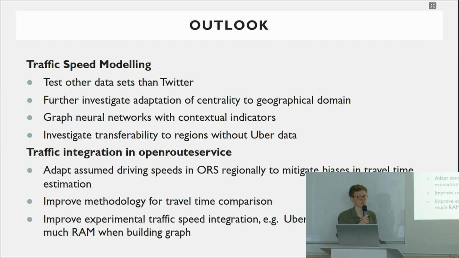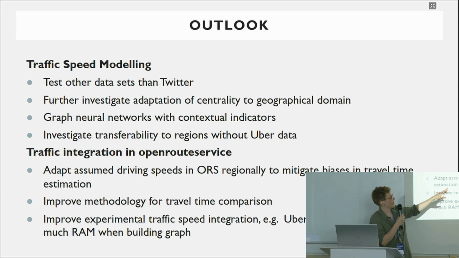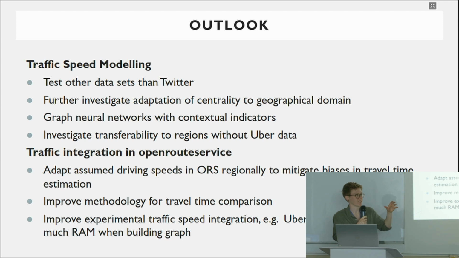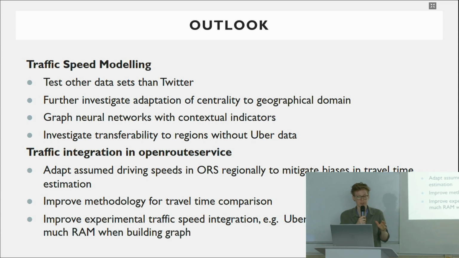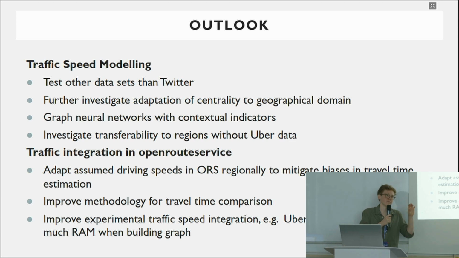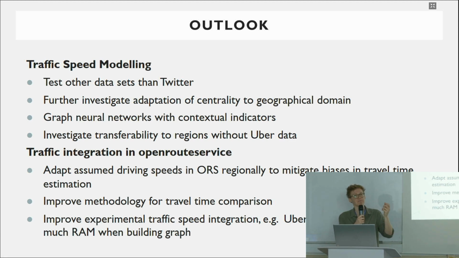For the traffic integration in OpenRouteService, the first thing we're going to try to do is adapt the assumed driving speeds in ORS regionally, so we get a better result, for example, in Nairobi than before. Also, we need to improve the methodology to estimate or compare the travel time. And we also saw that using the Uber data structure with the CSV file is very inefficient for the RAM. So definitely adapting the structure to be more efficient is necessary before we can actually release this feature.